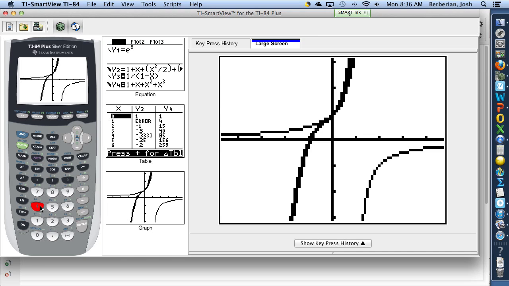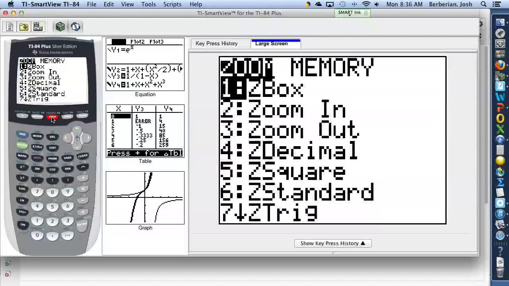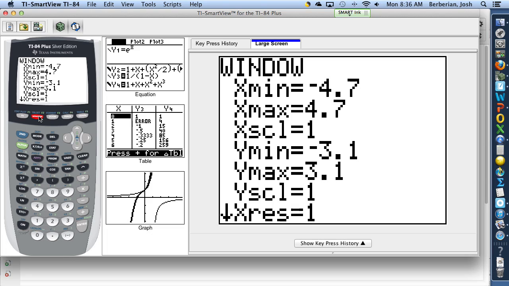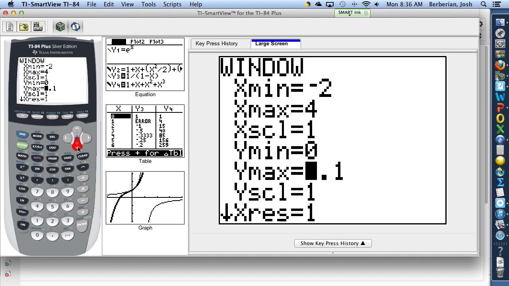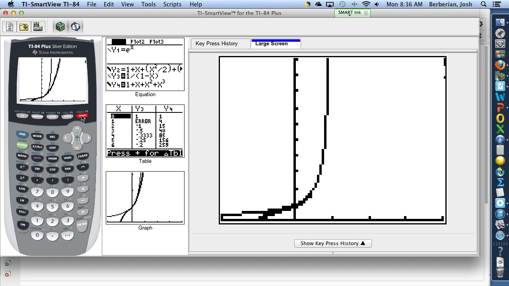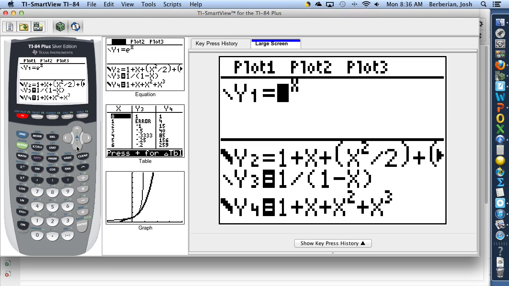Up to where? Let me get a better window. I'll do like -2 to 4, and then I'll do 0 up to, I don't know, 10. It's really only okay up to like 1. All right, and then if you add more terms, let's try.